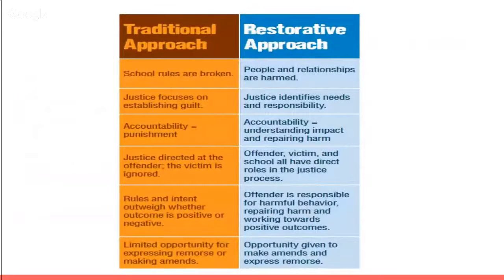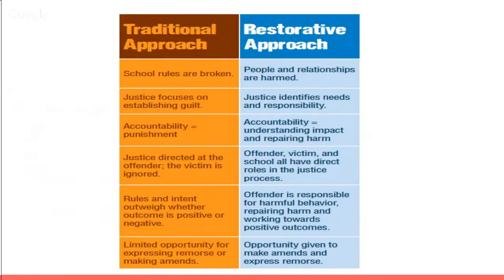This graphic compares traditional practices such as zero tolerance with the restorative approaches. With a traditional approach, the focus is that school rules are broken, and the justice focuses on establishing guilt for the offender. The accountability equals punishment, and the justice is directed at the offender, and the victim is ignored. And the rules and intent outweigh whether outcome is positive or negative, and there is limited opportunity for expressing remorse or making amends.